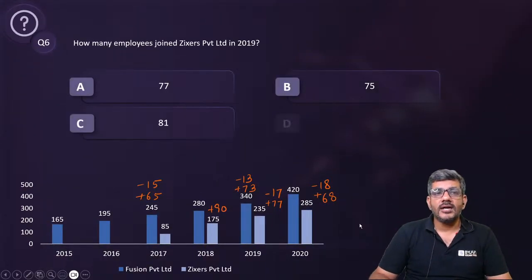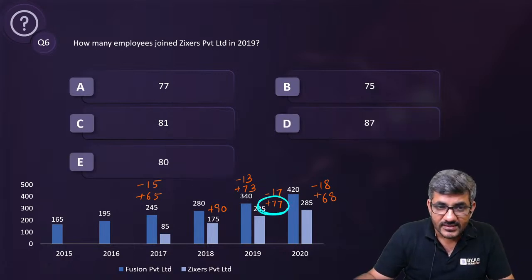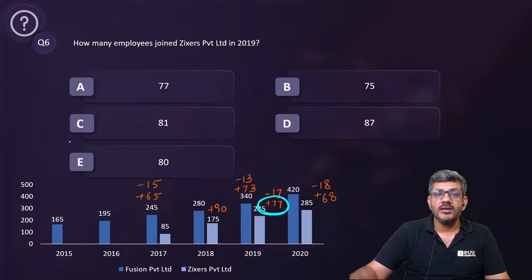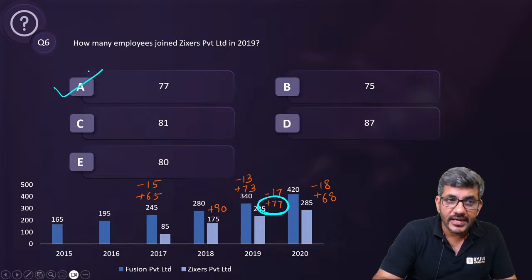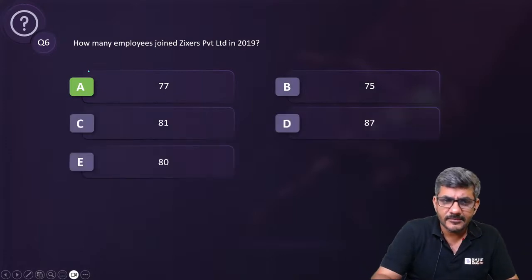How many employees joined Zixers Private Limited in 2019? 19 में लोगों ने ज्वाइन कितना किया Zixer? It was joined by 77 people. So my answer is option A this time. Once the data is there, after that questions become very easy.